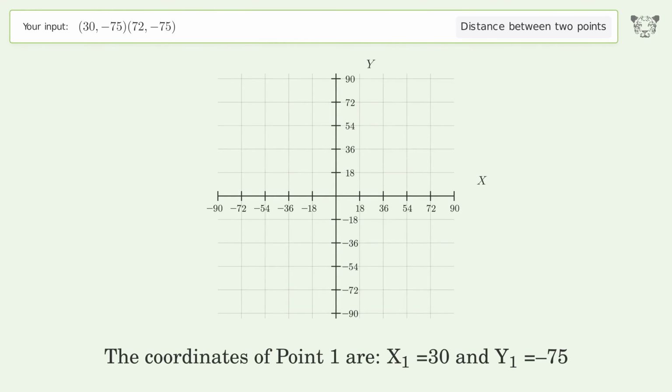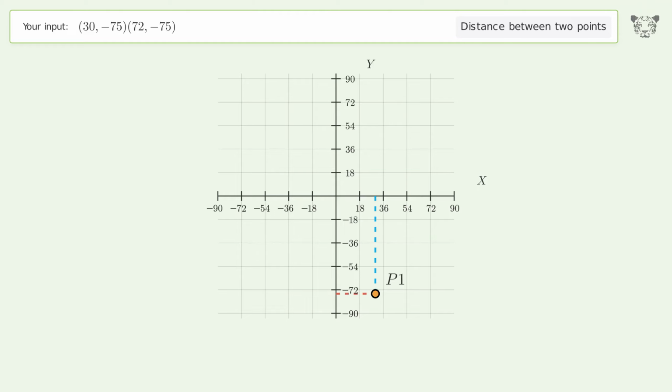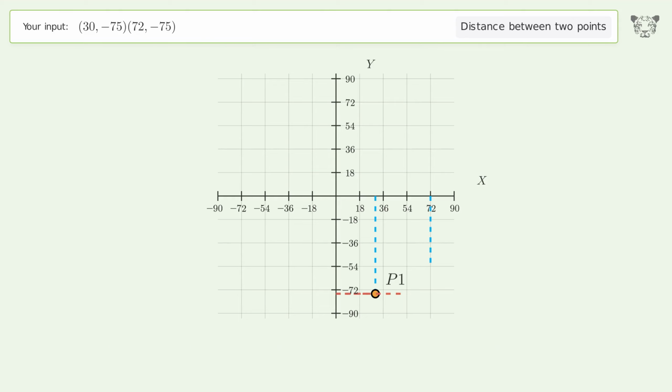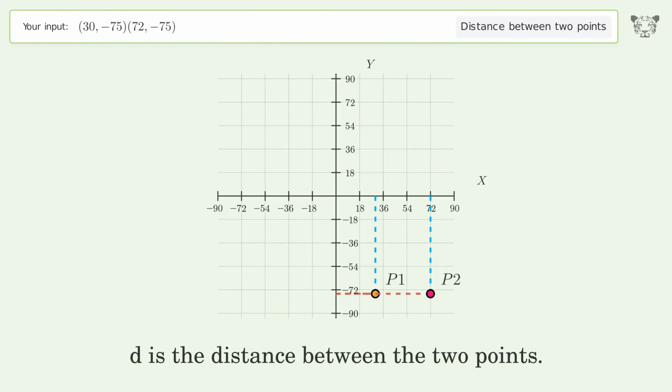The coordinates of point 1 are x1 equals 30 and y1 equals negative 75. The coordinates of point 2 are x2 equals 72 and y2 equals negative 75. D is the distance between the 2 points.